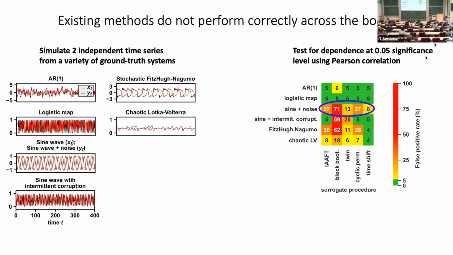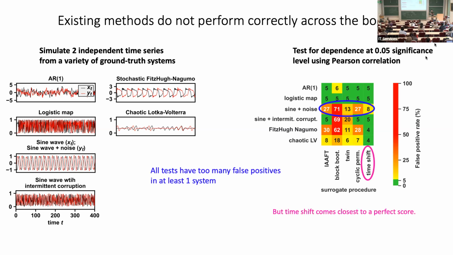Okay, great. So immediately all tests have too many false positives in at least one system. Sorry, the rows are the different ground truth models, and the columns are the different tests. These have fancy names because I'm using the real names, but they come from the same ideas as in the table. So all tests have too many false positives in at least one system. But the time shift test is coming closest to a perfect game. So maybe we can tweak it to make it actually perfect. So let's go do that.